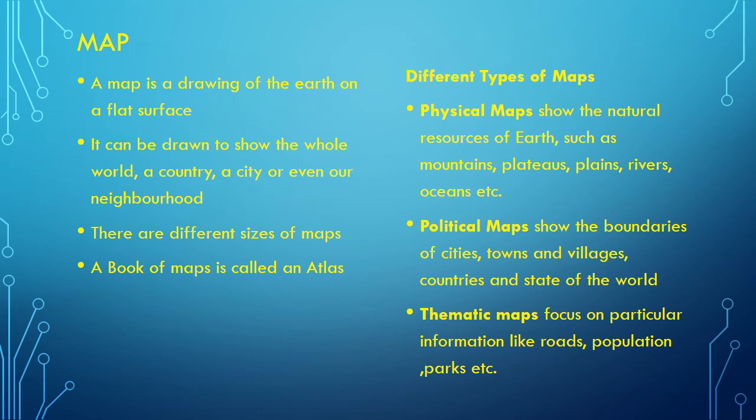There are three types of maps. Physical map. These show natural features of the earth such as mountains, plateaus, plains, rivers, oceans, etc. Political map. It shows the outline or the boundaries of cities, towns and villages, countries and states of the world. Thematic maps. It gives particular information like roads, parks, population, etc. The Survey of India prepares all maps for India.